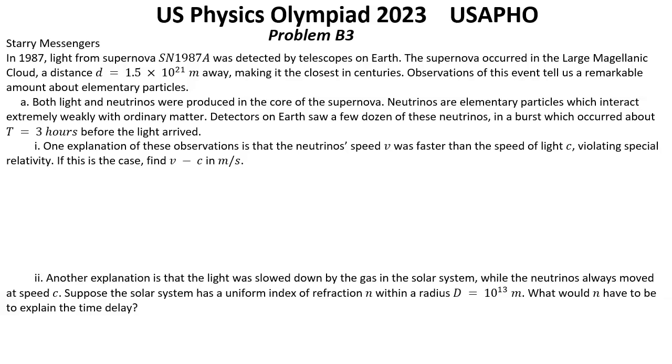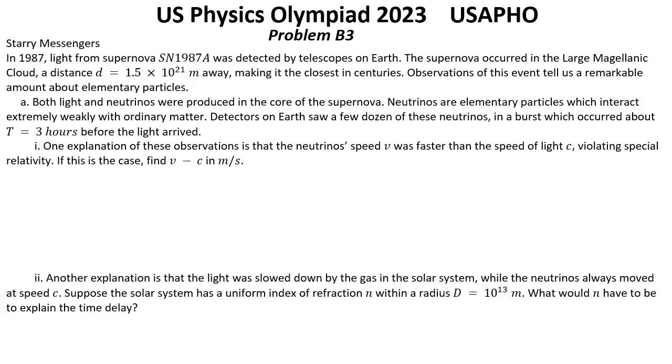Solution for part A. Both light and the neutrinos were produced in the core of the supernova. Neutrinos are elementary particles which interact extremely weakly with the ordinary matter. Detectors on Earth saw a few dozen of these neutrinos in a burst which occurred about t equal 3 hours before the light arrived. First question.